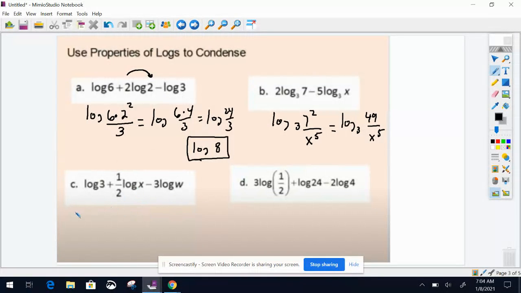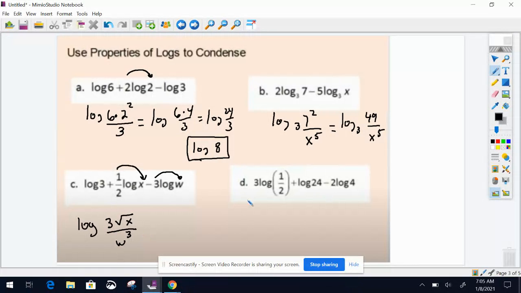This problem here, I'm going to write log just one time, okay? And then I'm going to do something a little different here, so pay attention. What does the 1/2 power mean? It means square root, and because this is a plus sign, I'm going to have 3 square root of x all over. The 3 goes here. Why did I put a division sign? Because it's subtraction, w to the 3rd power.